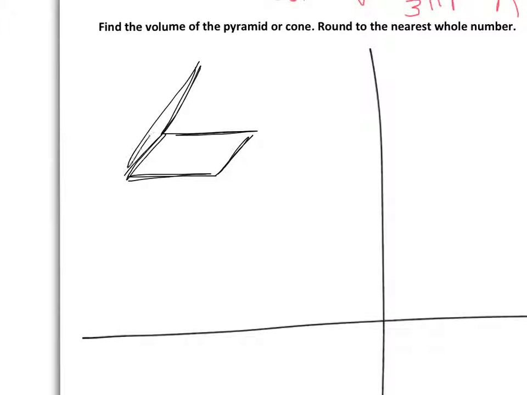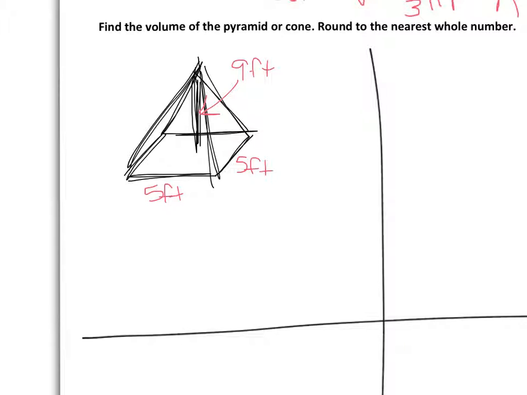And our pyramid is going to have a base that is a square with sides that measure 5 feet and 5 feet. Now, the difference between finding the volume of a cone and a pyramid and finding the surface area is that surface area wanted the slant height, which was the distance up the side of the cone or the pyramid. For volume, we don't want the slant height, we want the actual height of the pyramid. So today, I'm going to give you what the height is. And for this one, I'm going to say that the height is 9 feet.